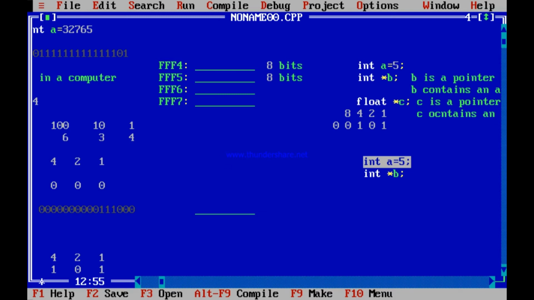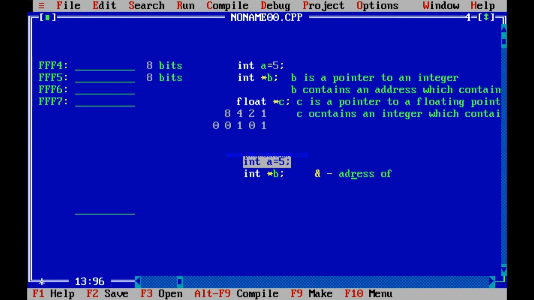But if you write int star B, can B contain FFF4? Yes. FFF4 contains what? An integer. So B may contain FFF4. Here, I introduce you to this ampersand. You remember when we were scanning, we always used ampersand A, ampersand B and so on. That ampersand. Now, what does ampersand mean? Ampersand means address of. It is as simple as that.